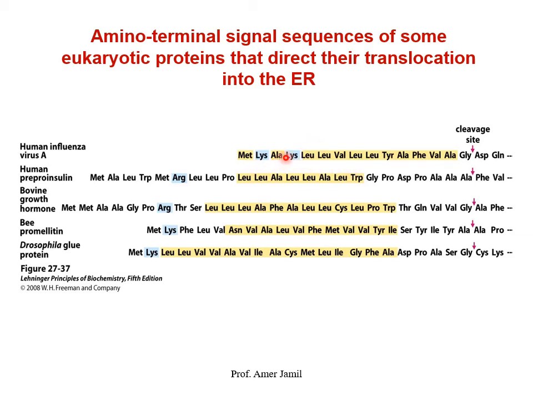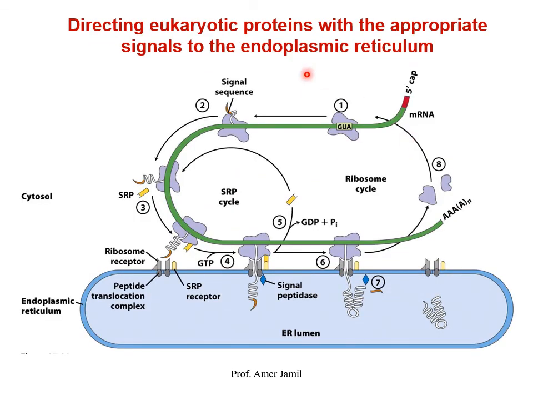So you can see there are some proteins which contain this signal sequence at the amino-terminal end, and there is a cleavage site, meaning once this protein reaches its target, this signal sequence is removed from the protein. Here is one example of how eukaryotic proteins are directed by the signal sequence into the endoplasmic reticulum, from where they can be exported out further.